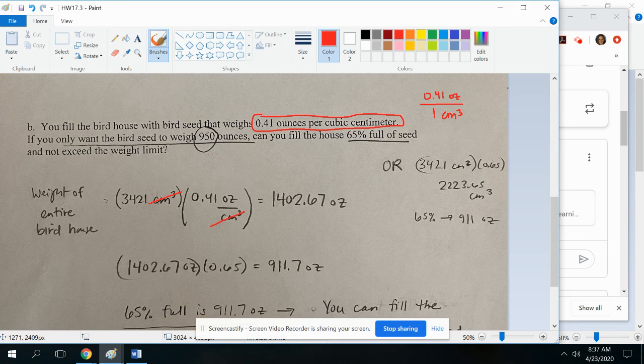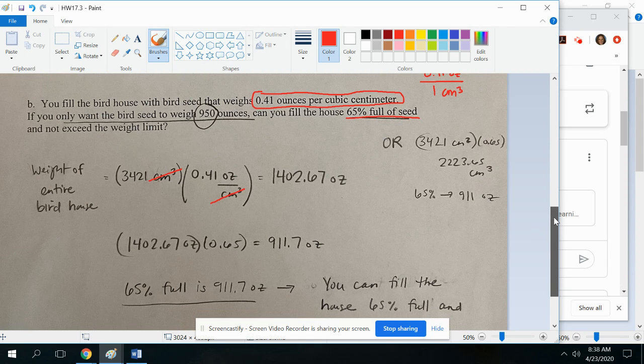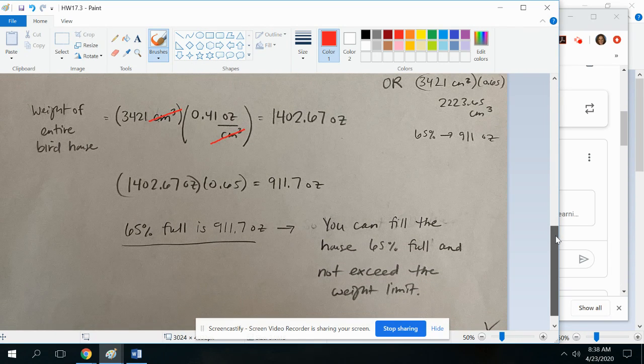Now, it talks about this 950. We'll get back to that in a second. They want you to only fill it 65%. So the next step I did is I just multiplied that ounce amount by 0.65, there's your 65% as a decimal, and I got 911 ounces. So yes, you can absolutely fill it 65% full and not exceed the weight limit of 950 ounces.